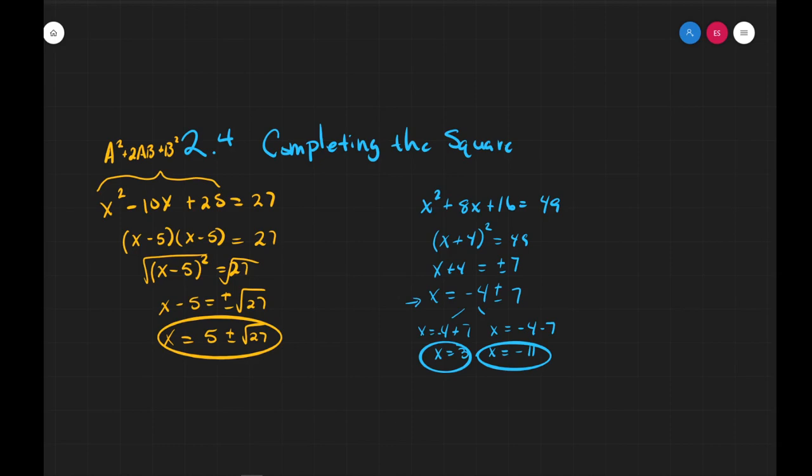Once we add those together, we get that x equals negative 3 and x equals negative 11. Those are the two solutions for this particular equation.